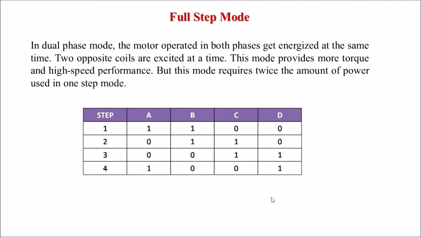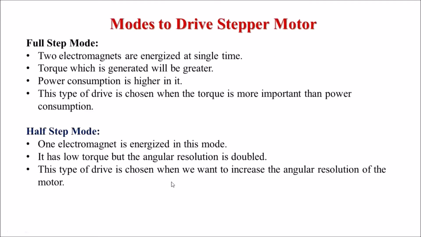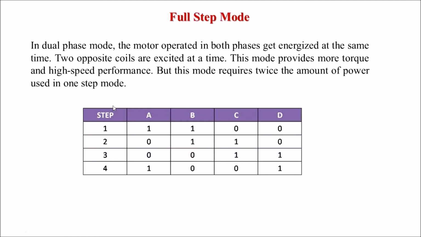Here the coils are named A, B, C, D, and these are the steps in which we are going to energize particular coils. For example, in step 1, coil A and coil B are excited. So we'll send logic 1 through the microcontroller to coils A and B. After that, coils B and C are excited. In the next step, C and D are excited. And in the last step, the fourth step, coil A and coil D are excited.